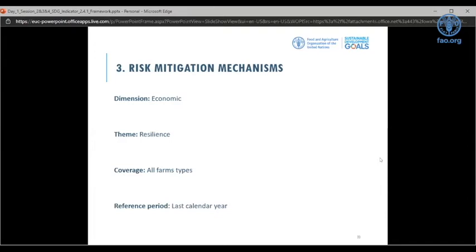So now that we have covered the net farm income sub-indicator, the third and final sub-indicator in the economic dimension is risk mitigation mechanisms. Resilience has emerged as a key factor in sustainability. It entails absorptive, anticipatory, and adaptive capacities and refers to the properties of the system that allow agriculture holdings to deal with external shocks and stresses and to persist and continue to be well functioning.